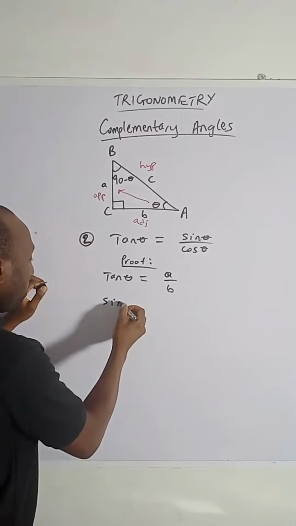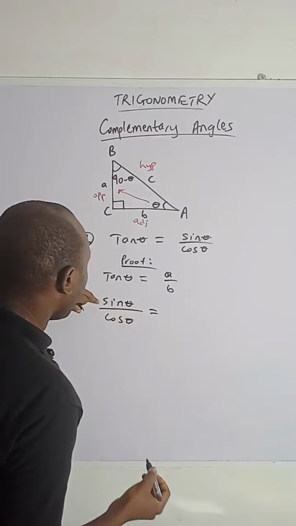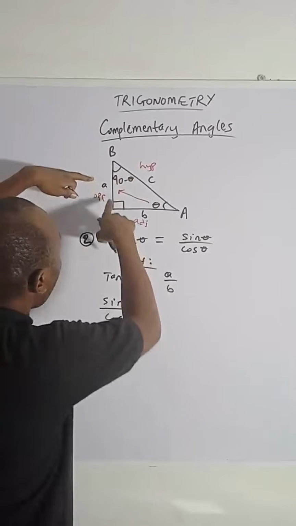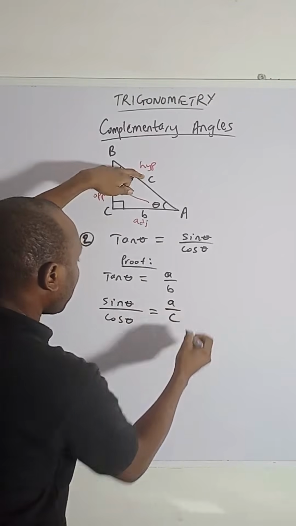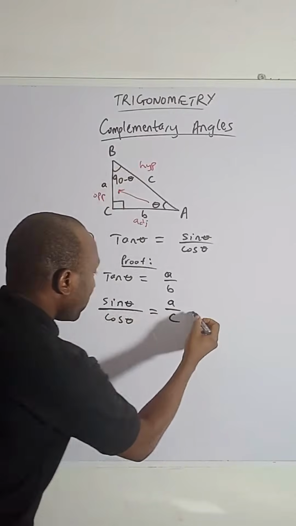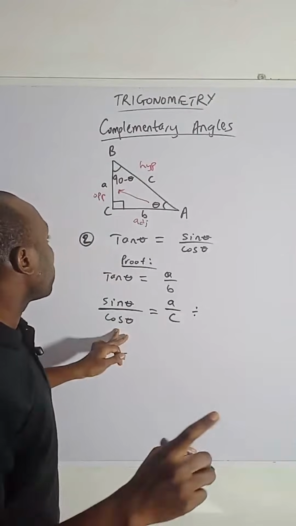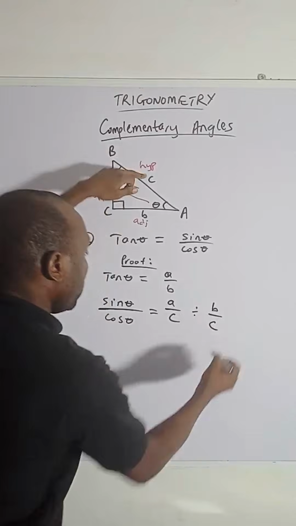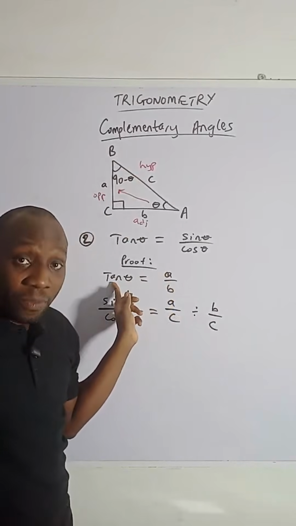So sine theta divided by cos theta. What is sine theta? Sine is what? Opposite over hypotenuse. So the opposite is A, so A over C. So this is divided by cos theta, which is what? Adjacent over hypotenuse. B adjacent over hypotenuse C. Let's resolve this and see if it will give us what we have for tan theta.